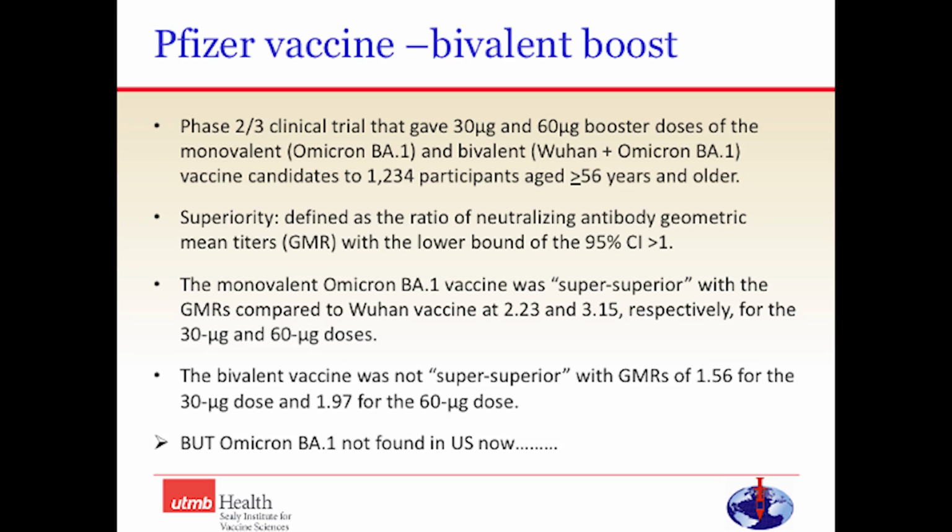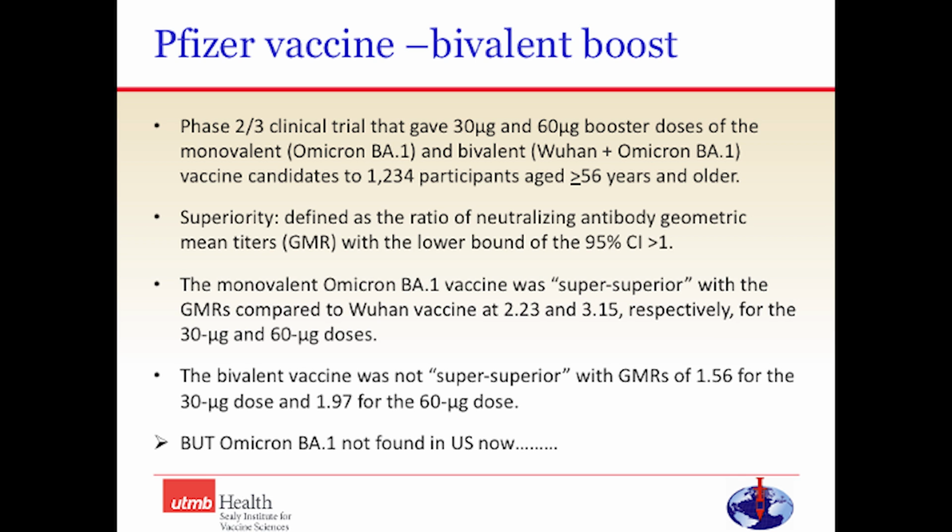Pfizer have just put a press release out on their bivalent boost. Here they did a phase 2/3 clinical trial with 30 microgram and 60 microgram booster doses of a monovalent BA.1 against the bivalent Wuhan plus Omicron BA.1. And this is a study done in the over 56s, senior citizens maybe, and just over 1,000 people. And they looked at superiority. This is one of the big things in bridging. We want superiority. We don't want a new vaccine to be as good as what we have. We want it to be better.